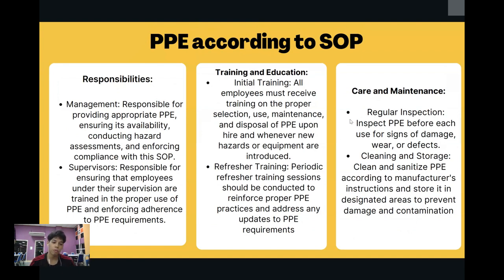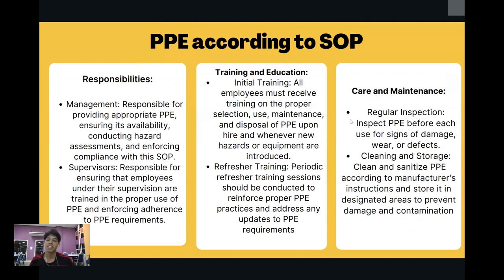Responsible for ensuring the employees under their supervision are trained in the proper use of PPE and enforcing adherence to PPE requirements. Second, training and education. Initial training: all employees must receive training on the proper selection, use, maintenance, and disposal of PPE upon hire and whenever new hazards or equipment are introduced. Second, refresher training. Periodic refresher training sessions should be conducted to reinforce proper PPE practices and address any updates to PPE requirements. Last but not least, care and maintenance.